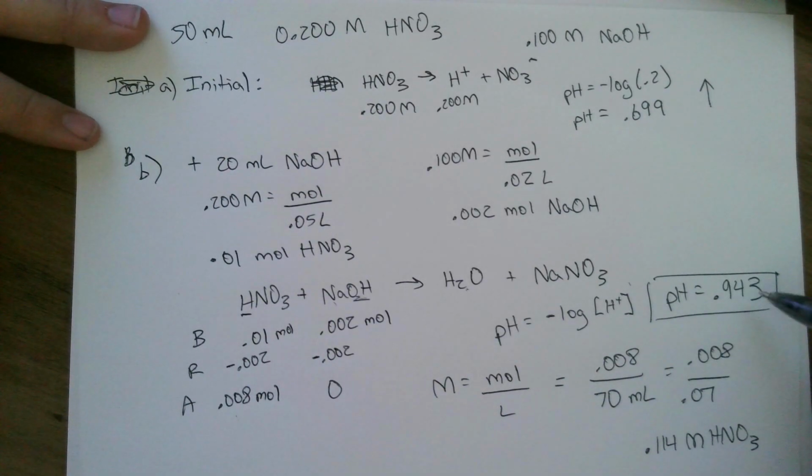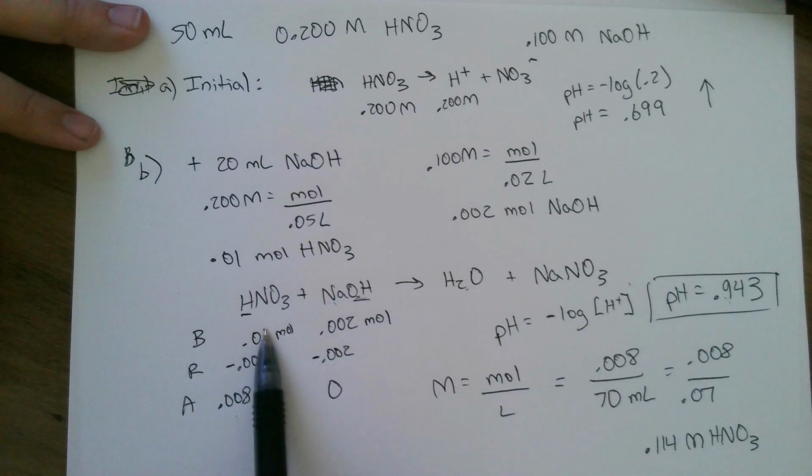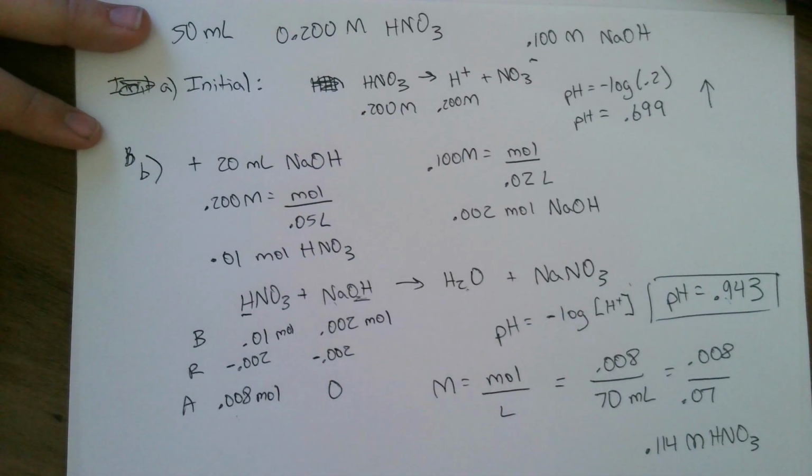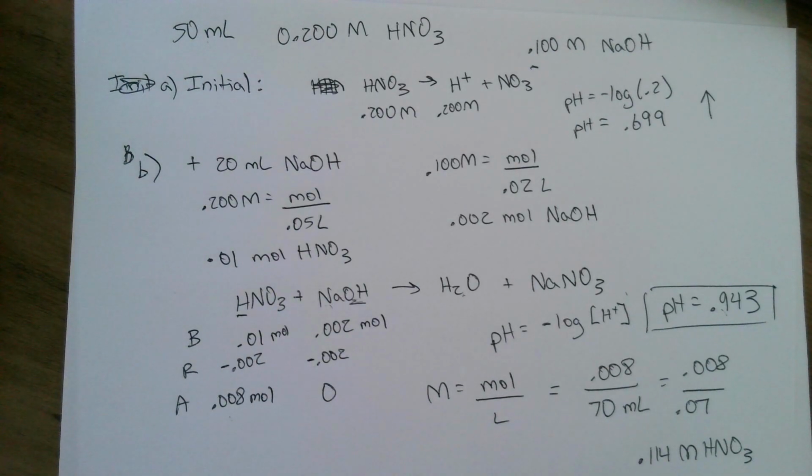Like we said, when we add the base, the pH will go up, but it hasn't gone up very much yet because I still have a lot of acid left. 80% of my acid's still there. So let's continue the titration.